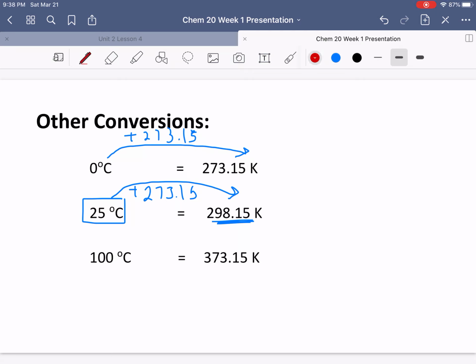If we wanted to go the other way, like let's say we're going from an original number of 373.15 Kelvin, and I say, okay, convert it to degrees Celsius, then we do the opposite, minus 273.15, okay? Please take note of this. You're going to have to do some questions very similar to this in your homework assignment.